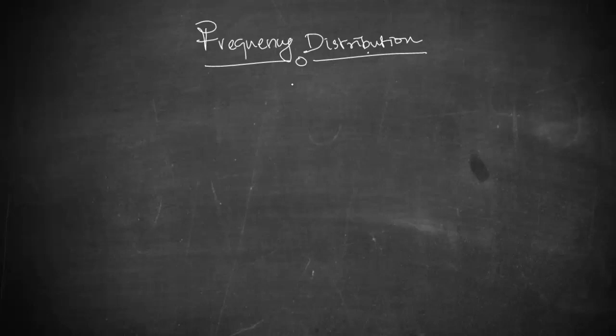Let us understand what is frequency distribution. Frequency distribution is nothing but a tabular presentation of statistical data wherein you are going to measure and communicate the frequency of occurrence of a particular value or, say, attribute. Let us understand that with an example.